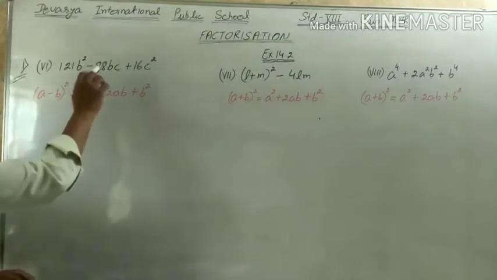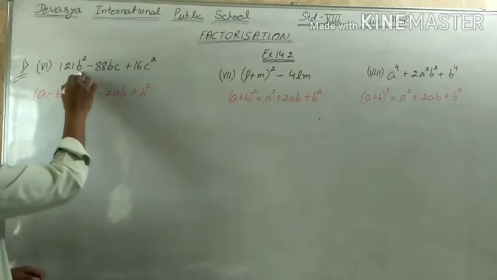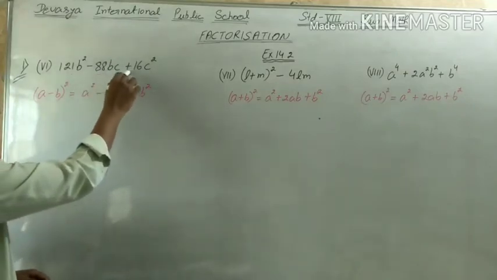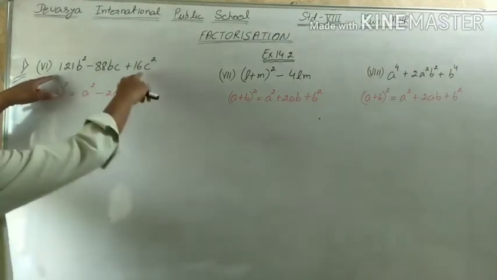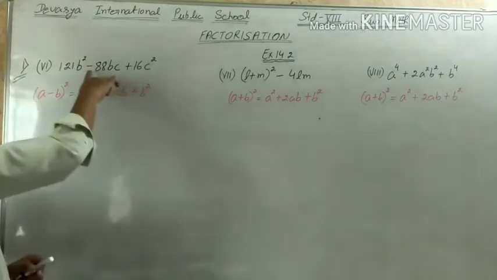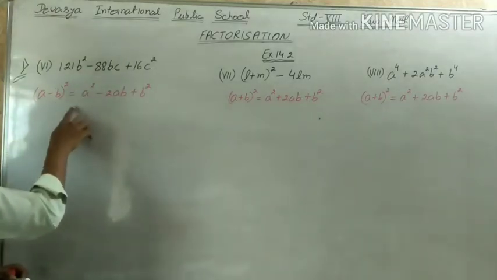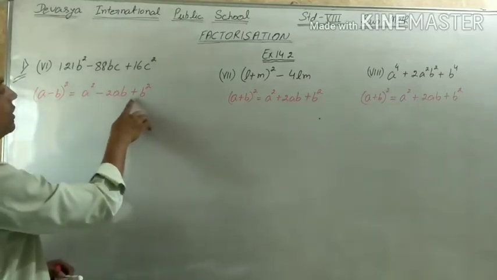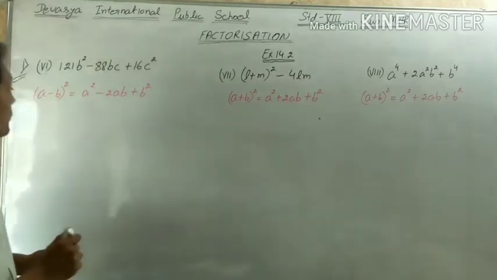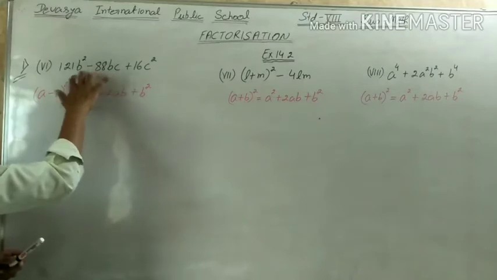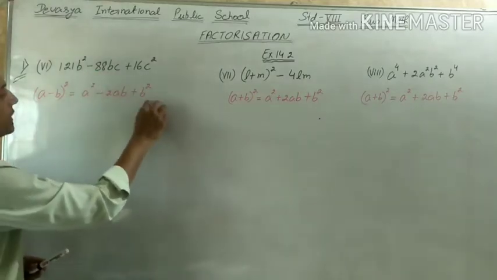Question number 6. Expression is 121b square minus 88bc plus 16c square. The first and the last term are the perfect square. Middle term is a negative term. So the identity we are using is (a minus b) whole square, which is a square minus 2ab plus b square. Okay. So we need to actually modify this whole expression like this.